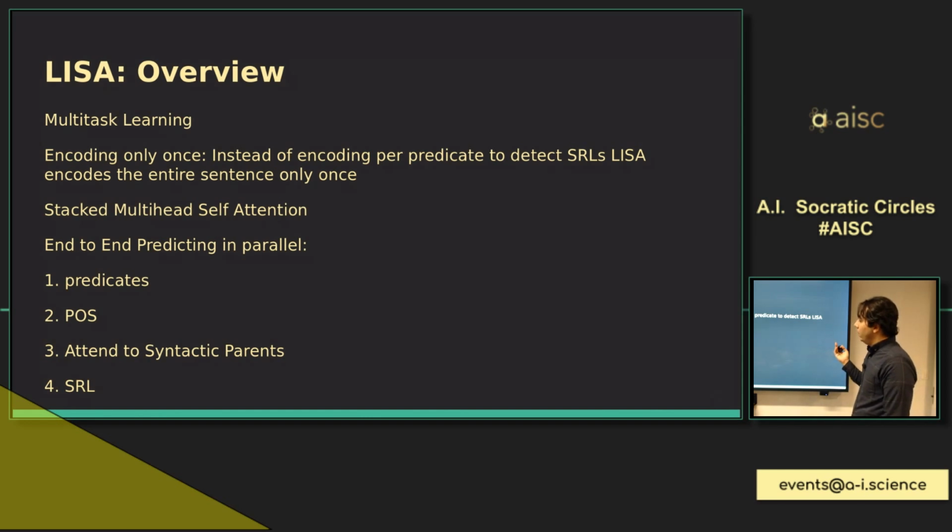It encodes only once, as I mentioned, as opposed to other approaches. And again, another correction: I don't like to think of it as a pipelined approach because it's parallel. When I say pipelined, I mean sequential. So you do your tokenization, then your POS tagging, then your parsing, then your semantic role labeling. But the architecture is doing all of them at the same time, right? Okay, so it uses stacked multi-head self-attention. We briefly overview that as well. End-to-end predicting in parallel.